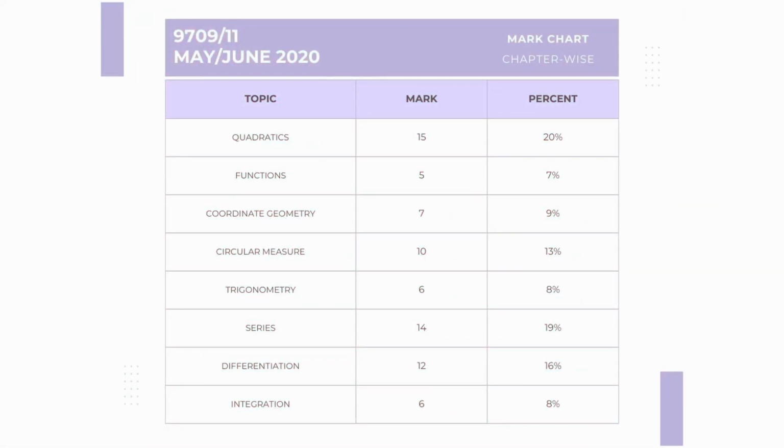In this video, we're going to be looking into paper 11 of May-June 2020. First, let's see the syllabus. There are 8 topics and this table provides us the weight of every one of them. We can clearly see that quadratics, series and differentiation were the main focus. That in mind, let's have the first problem.